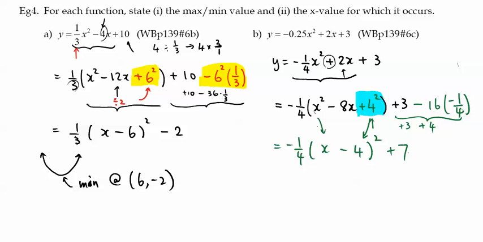This will give us a quadratic that opens downward, compressed vertically by a quarter size, and it will give us a maximum point at 4 and 7. So here, the maximum point happens when x equals 4.